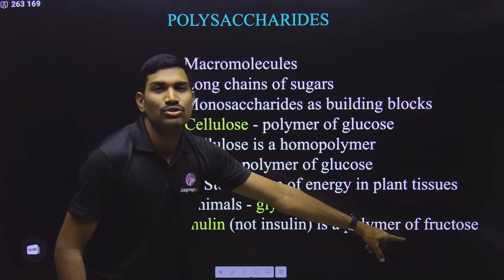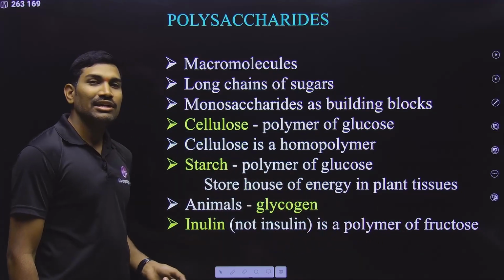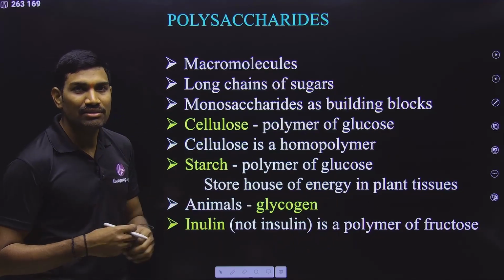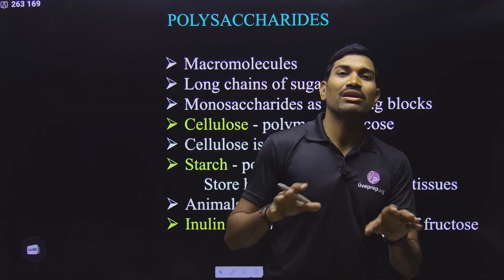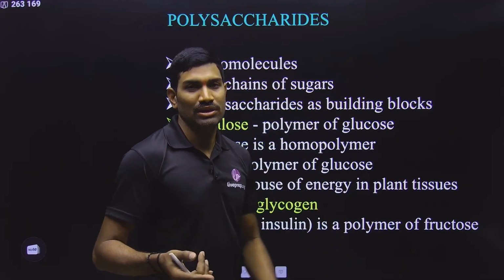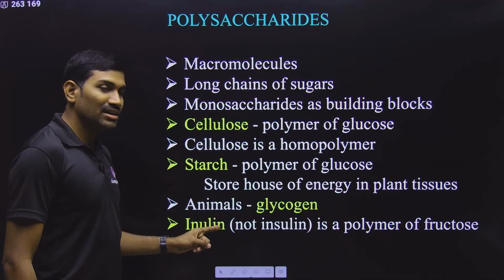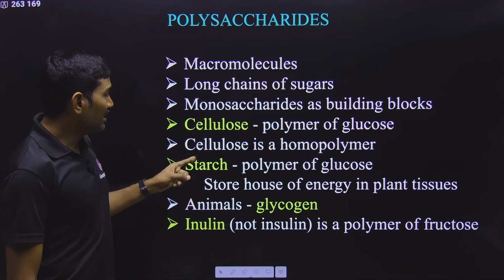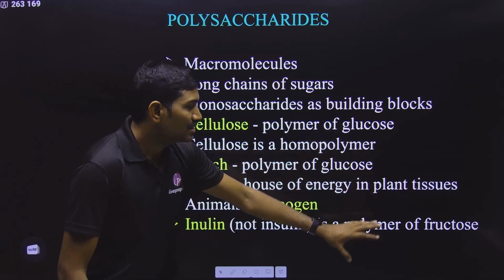So it is a storage polysaccharide. Please remember this. And here regarding the inulin, if humans eat the inulin, we cannot digest it, because we don't have the enzymes to digest inulin. So please remember this. We cannot digest cellulose, we cannot digest inulin. But we can digest starch and we can digest glycogen. Please remember this. These are some important points.